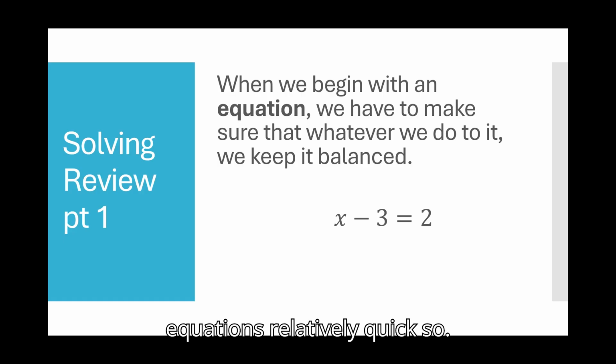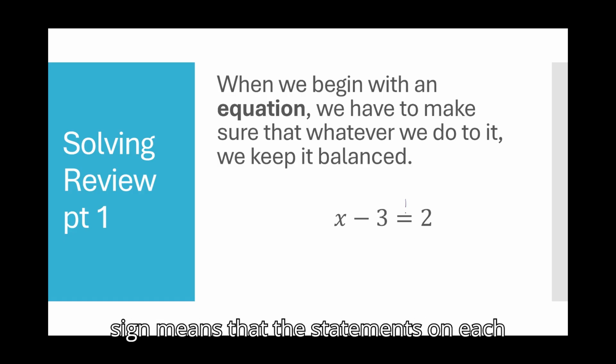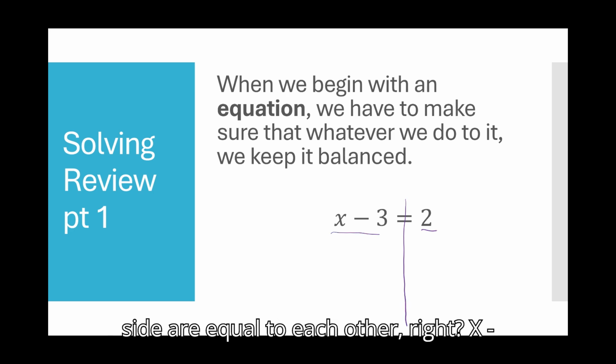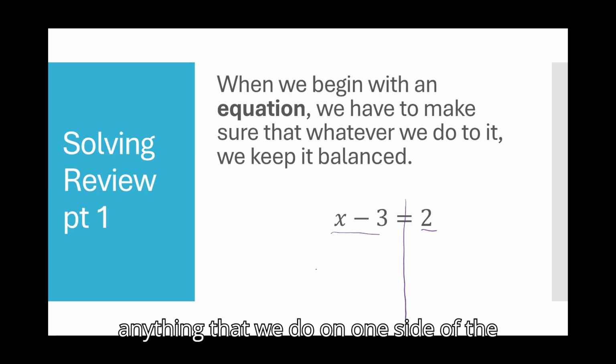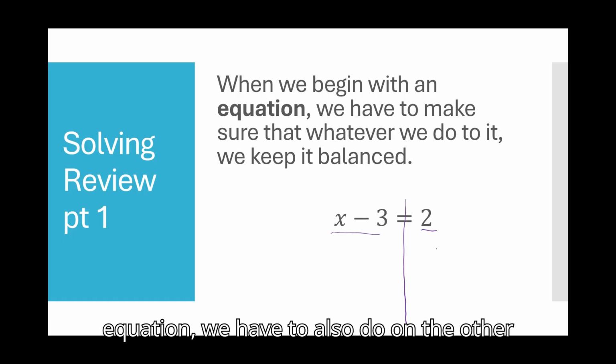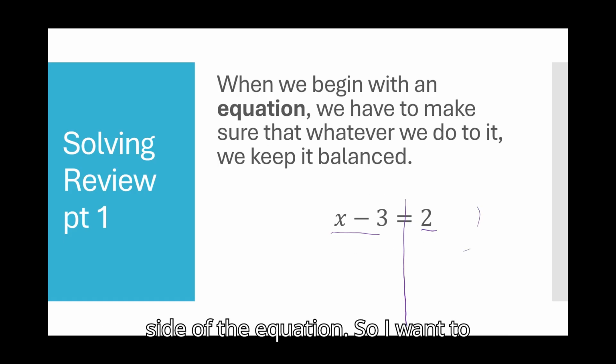equations relatively quick. So sitting down to an equation, this equal sign means that the statements on each side are equal to each other, right? x minus 3 is equal to 2. So as we work through this equation, anything that we do on one side of the equation, we have to also do on the other side of the equation.